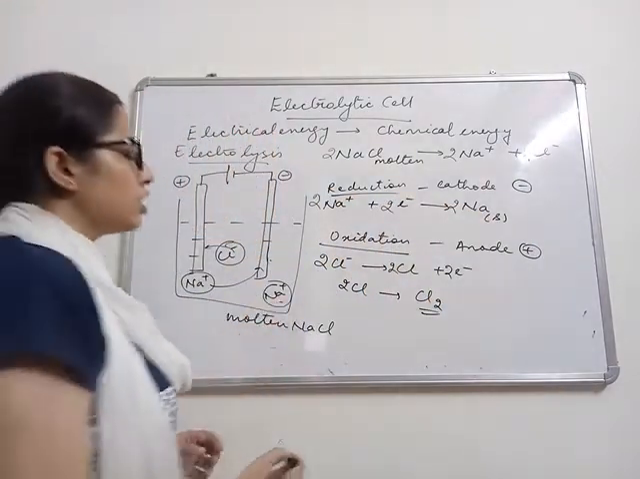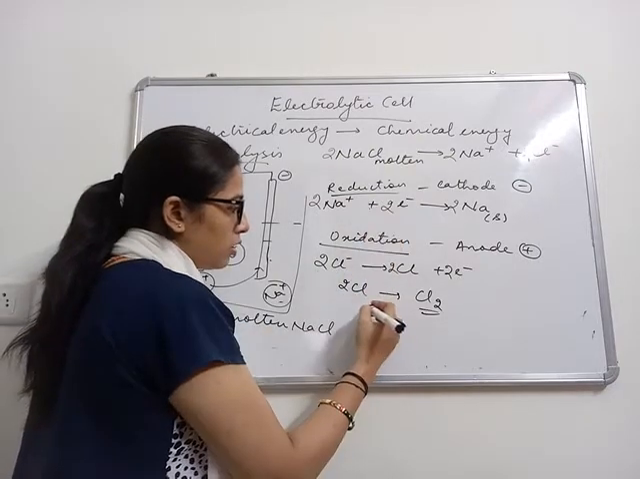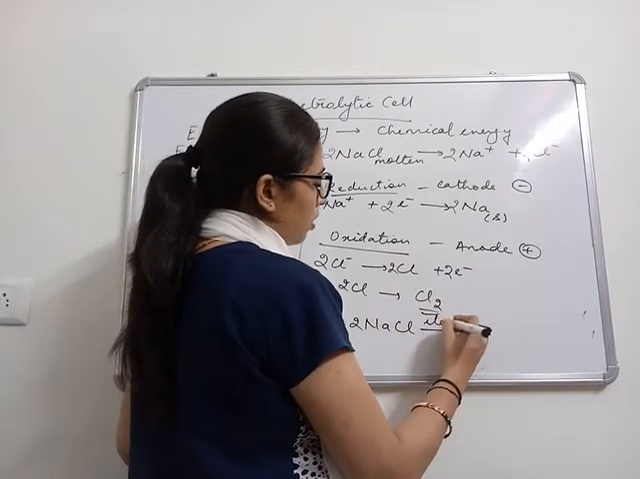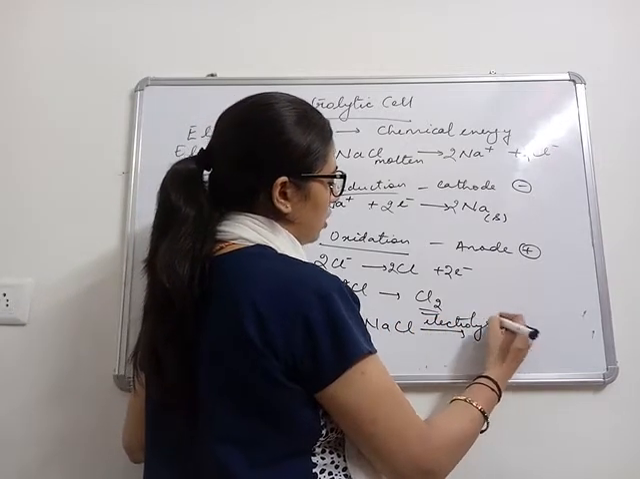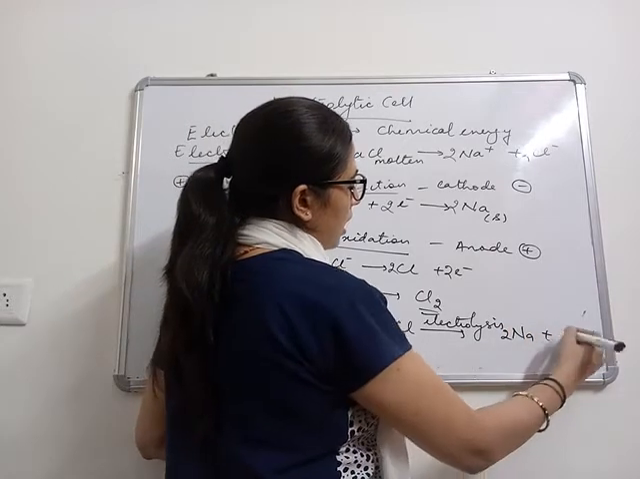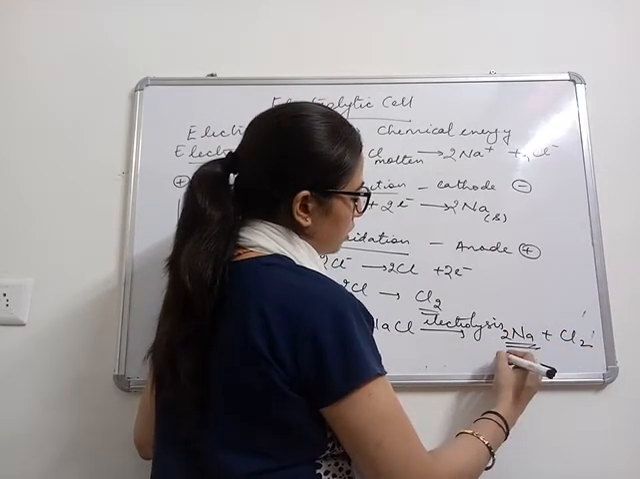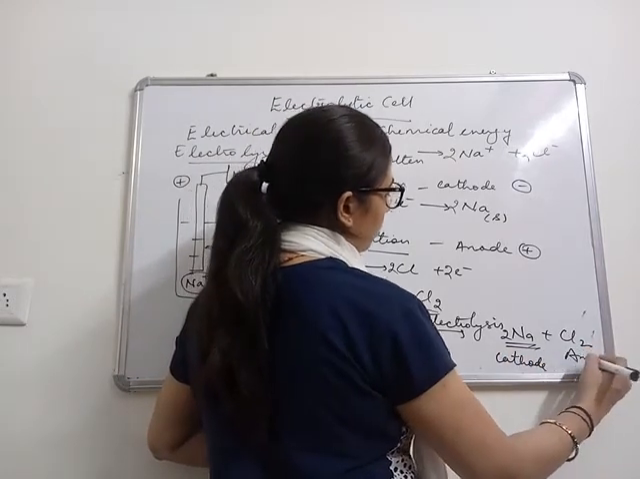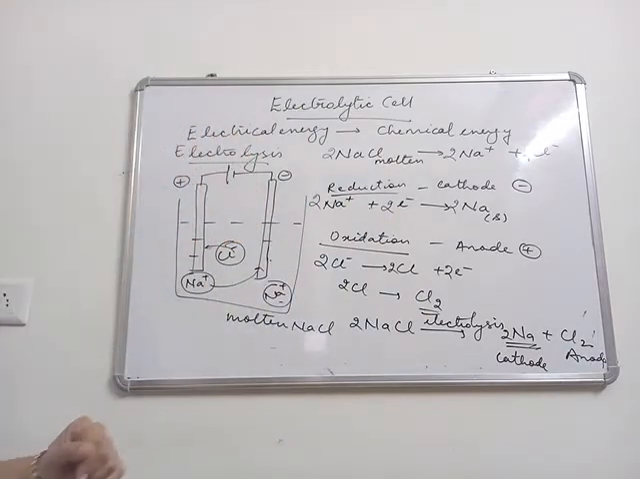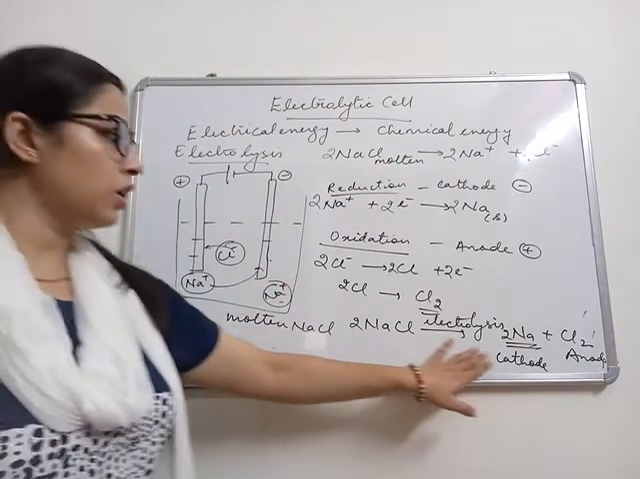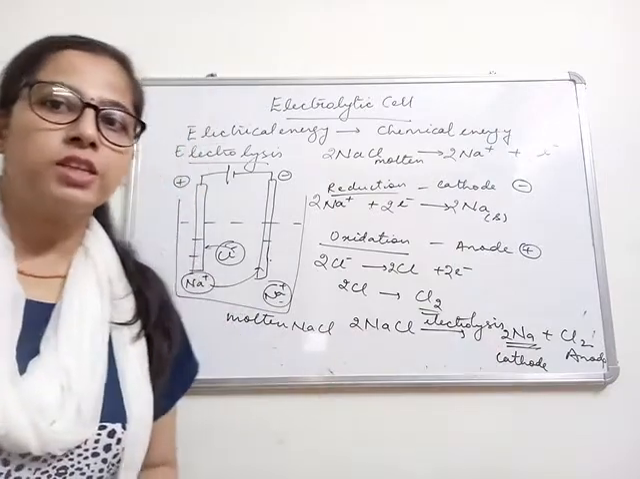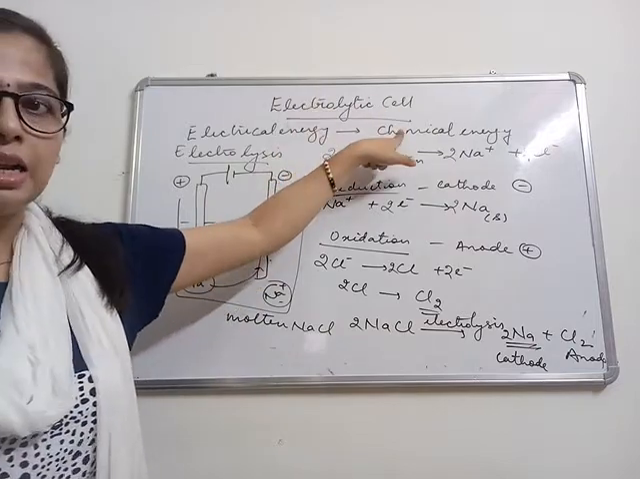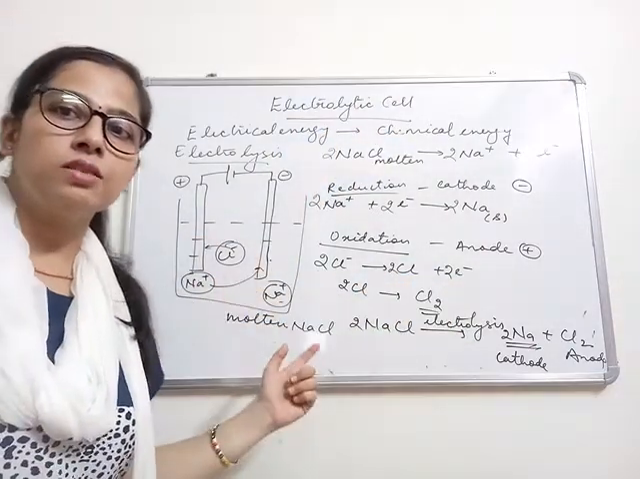So the overall reaction is the addition of the two. Two molecules of NaCl, when you give electrical energy, that is when you undergo electrolysis, form sodium and chlorine gas. Sodium is getting deposited on the cathode, which is a negative terminal, and chlorine is released from the anode, which is the positive terminal of the battery. So this reaction was not taking place by itself. We need to give electrical energy, and the device which converts electrical to chemical energy is the electrolytic cell, and the process that it carries out is called electrolysis.